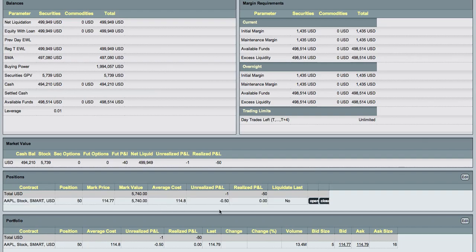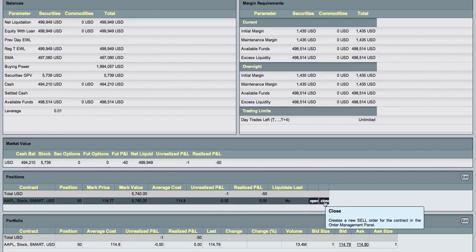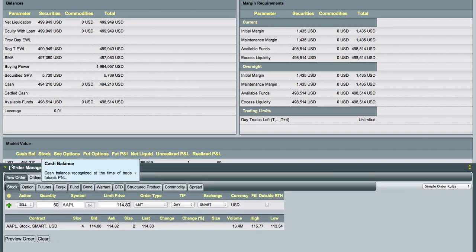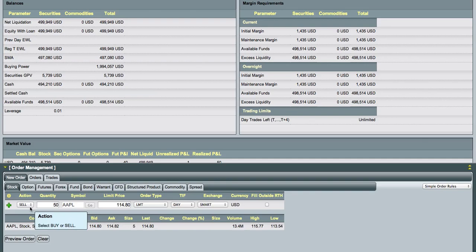So we want you to imagine now it's 6 months down the line and you want to go and sell your Apple shares, or you want to put in a limit order now to sell them. So we can just click on close. The order management window opens up automatically. So this time we're going to sell 50 Apple shares. We're going to keep our limit price. Let's say we had a target price of Apple of $130. So we're going to agree now to sell our Apple shares at $130.